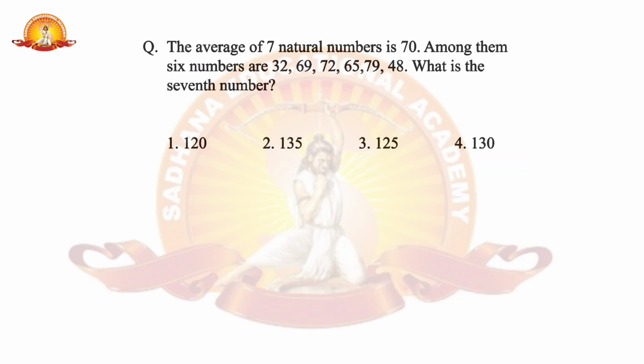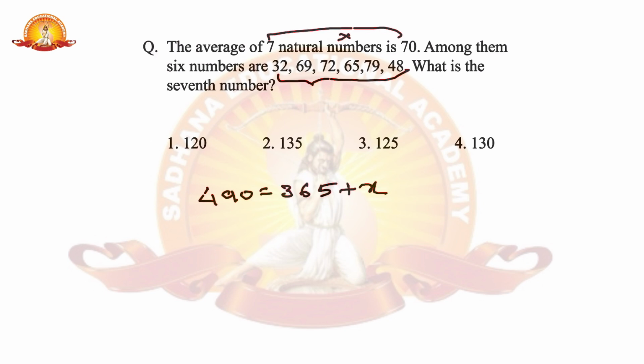The average of 7 natural numbers is 70. Among them, 6 numbers are given. What is the 7th number? 7 numbers, average is 70. Therefore, the total of the 7 numbers is 7 into 70, which is 490, equal to the sum of the 7 numbers. First, I am adding these available 6 numbers: 35, 6, 12, 19, 25, 32, 36. The sum is 365 plus x, the 7th number. So the 7th number x is equal to 490 minus 365, which is 125. The third option is the correct one.